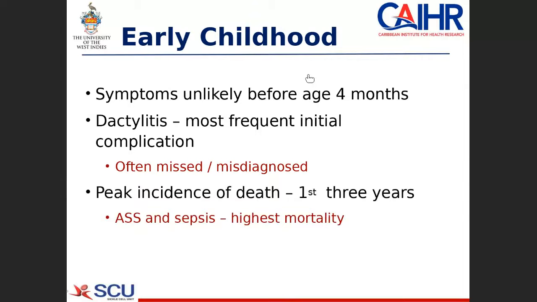All right. In early childhood for sickle cell disease, there is an asymptomatic period; symptoms are unlikely to occur before age 4 months. And that's because you have high levels of fetal hemoglobin, which are protective. Dactylitis, which we will talk about, is the most frequent initial complication. And this is often missed or misdiagnosed. And the first 3 years is a very vulnerable period with sickle cell disease because it is the highest period for death, okay? And the two conditions that contribute to the highest mortality are what we consider preventable deaths.